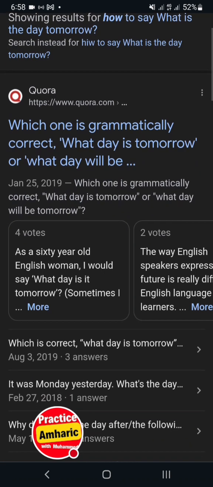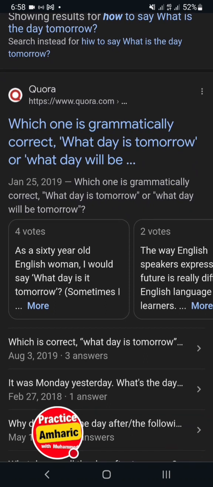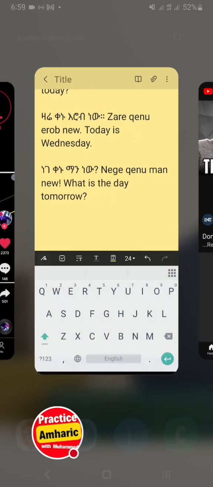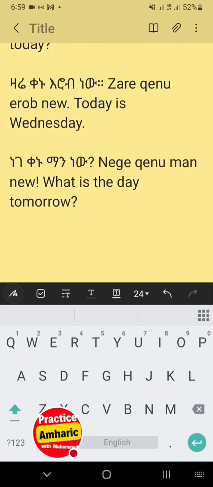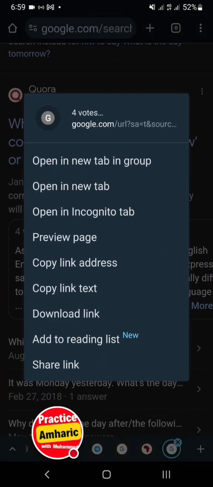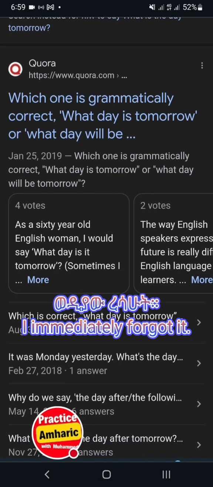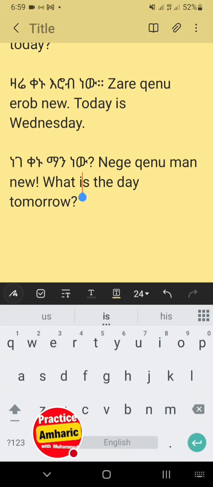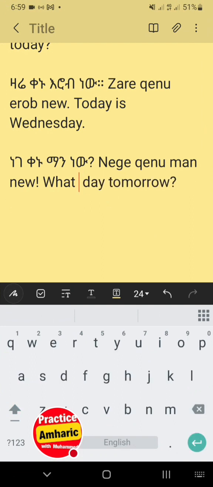As a 60 year old English woman, I would say, what day is it tomorrow? Okay, all right. What day is it tomorrow? Okay, this must be correct because she is an old woman. She spent her entire life speaking the English language. I'd say, what day is it tomorrow? What day is it tomorrow? Amazing.